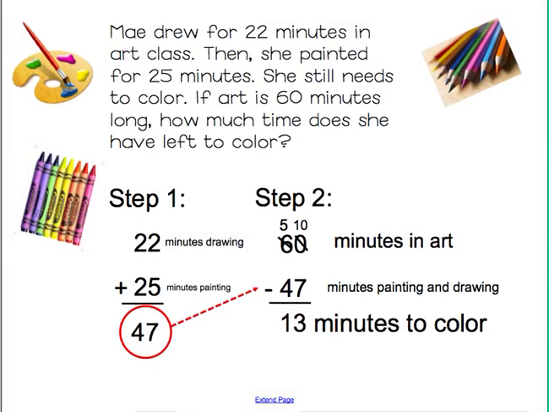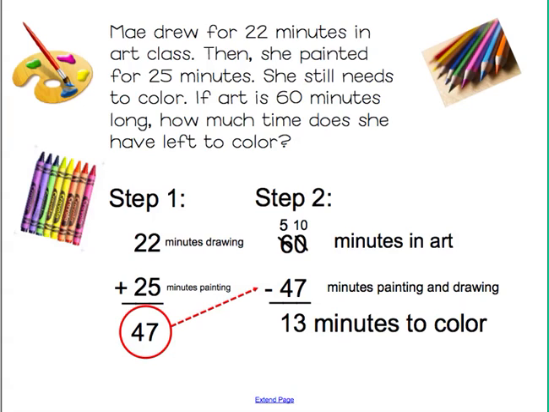Now let's look at this problem about May. It says May drew for 22 minutes in art class. Then she painted for 25 minutes in art class. So far she's spent 22 minutes drawing and 25 minutes painting. She still needs to color. If art is a total of 60 minutes long, so she only has 60 minutes to get her work done, how much time does she have left to do her coloring?